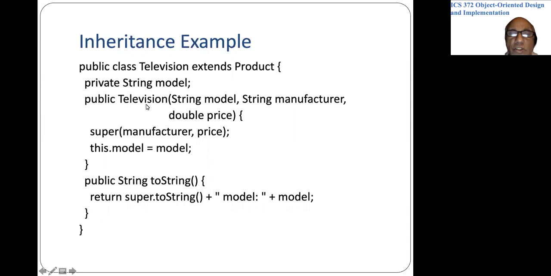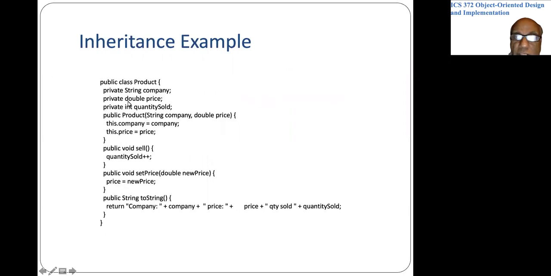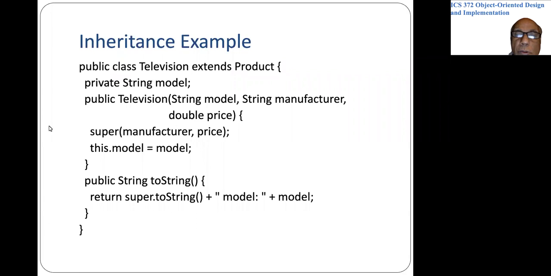Let's look at the constructor for television. I know that a television has a company name, a price, and a quantity sold, and a model now. So it has all the three attributes or fields of product plus the model. So I am passing the model, manufacturer, and price of the television to the television constructor.